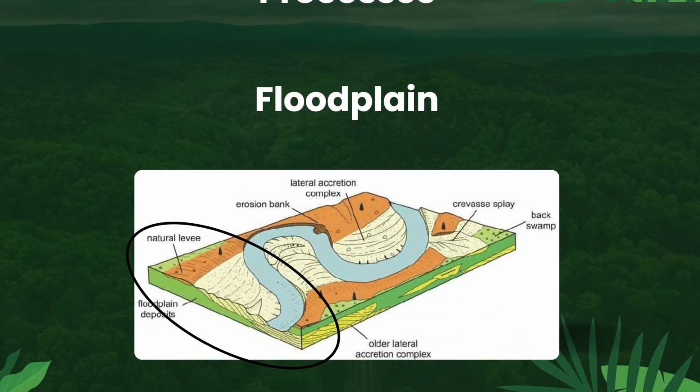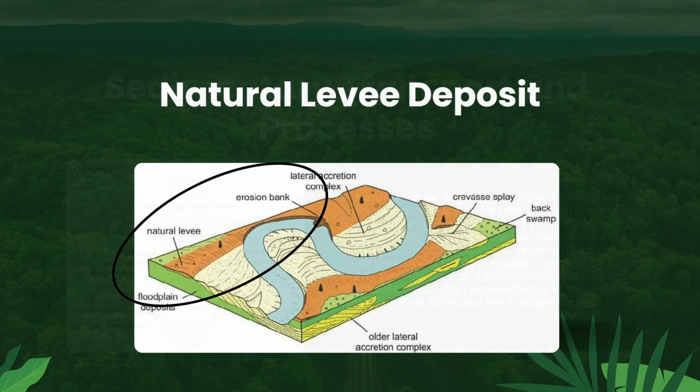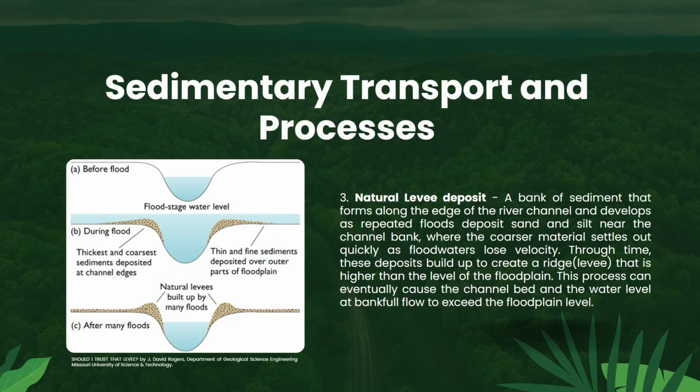The third one is the natural levee deposits. It is a bank of sediment that forms along the edge of the river channel and develops as repeated floods deposit sand and silt near the channel bank. And through time, ridges of sand and silt along channel banks can eventually raise the channel above the floodplain.